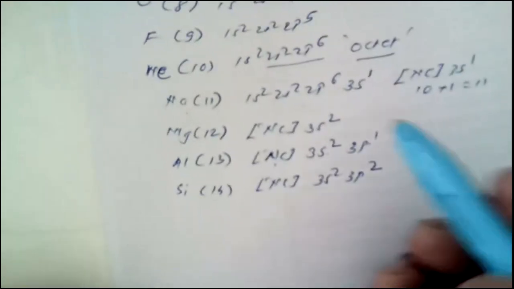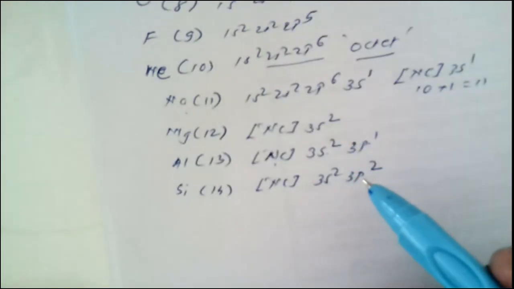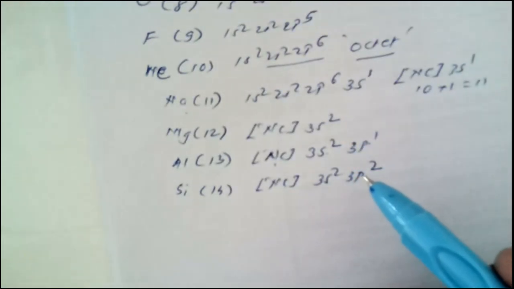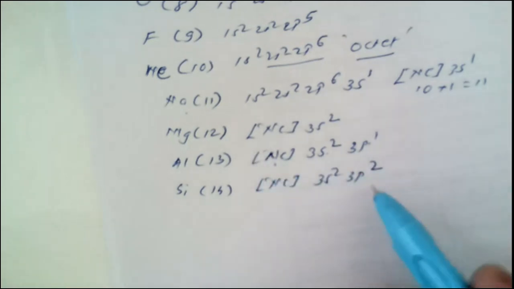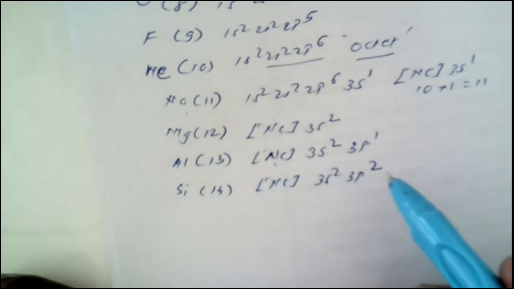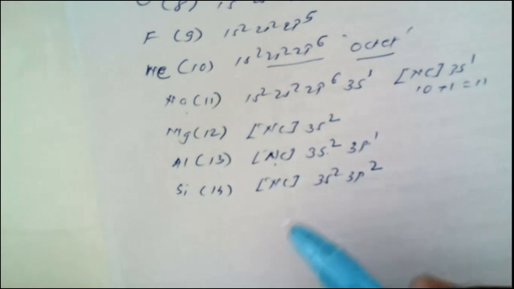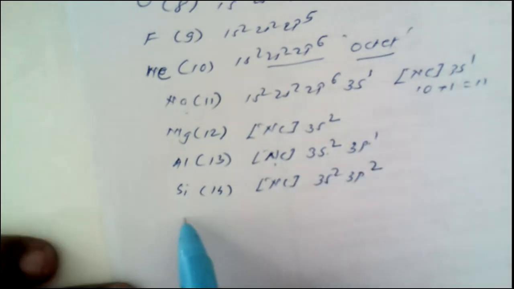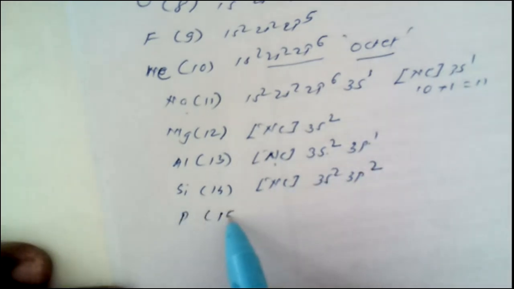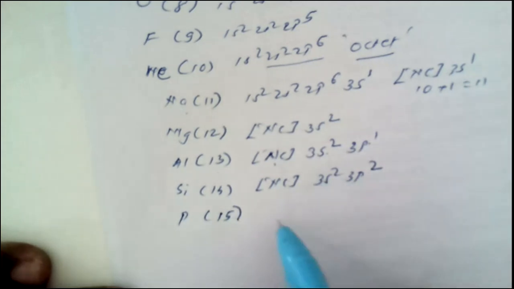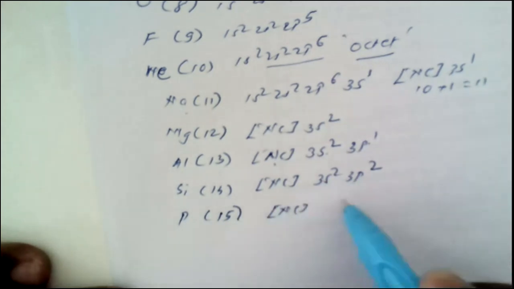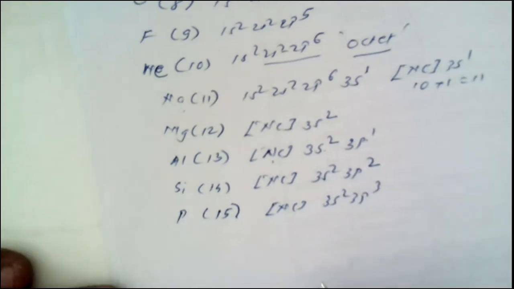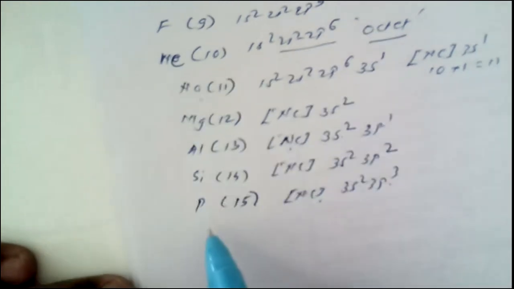The incoming electron should be added into the p orbital because the maximum occupancy of the p orbital is 6 electrons. So unless the p orbital is filled with 6 electrons, we should not move to the next energy level. Then atomic number 15 is phosphorus. In terms of neon core, we can write this as 3s2 and 3p3. 10 plus 5 is 15.